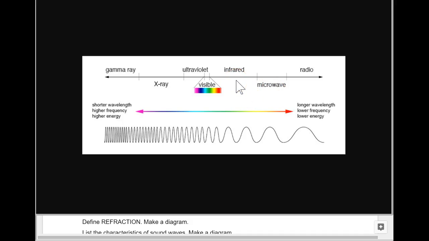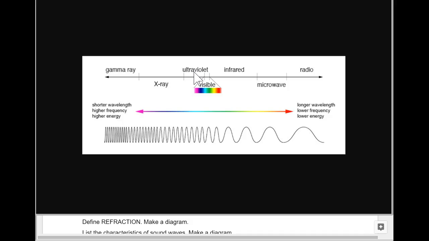Infrared, this is what you feel when you stand next to a campfire. So as we go from right to left, we're increasing energy and reducing the wavelength and increasing the frequency. There is a narrow band, and actually it's much smaller than this, where visible light lives. The red is the lowest frequency and purples are the highest frequency, so you're increasing energy as you go from right to left.